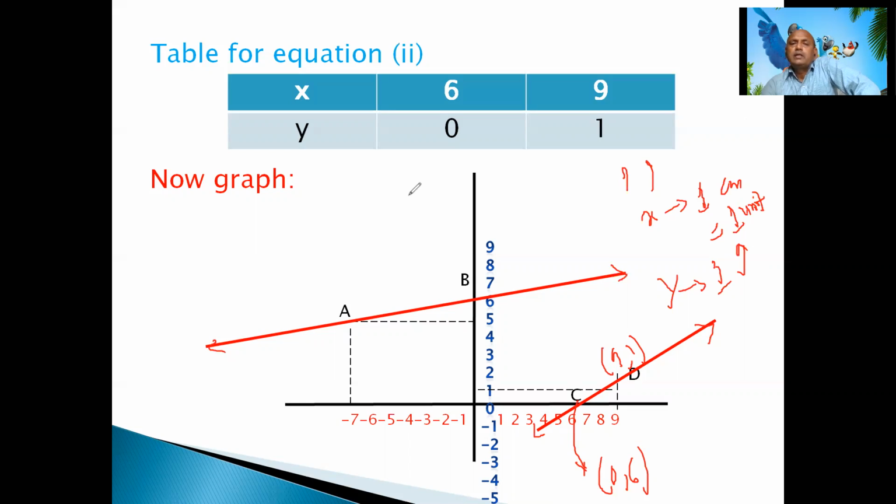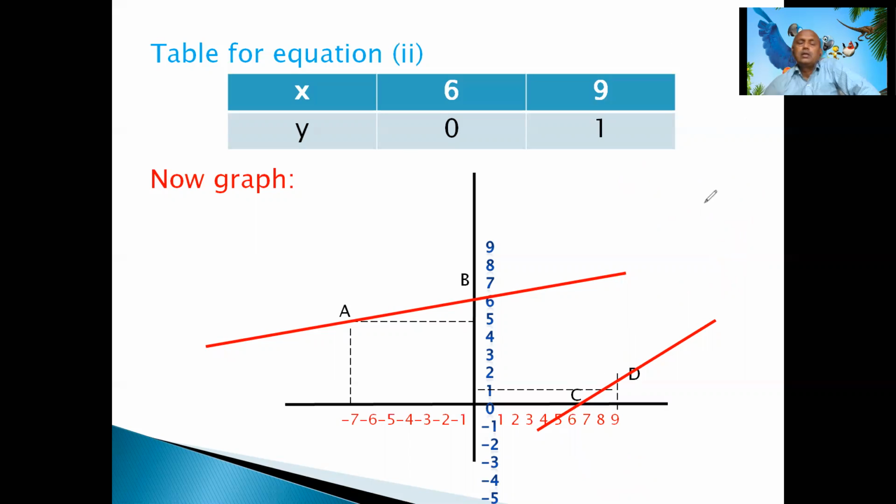So children, I have tried to explain this very easily to you. You solve. Next problem: create the equation and then draw the graph.